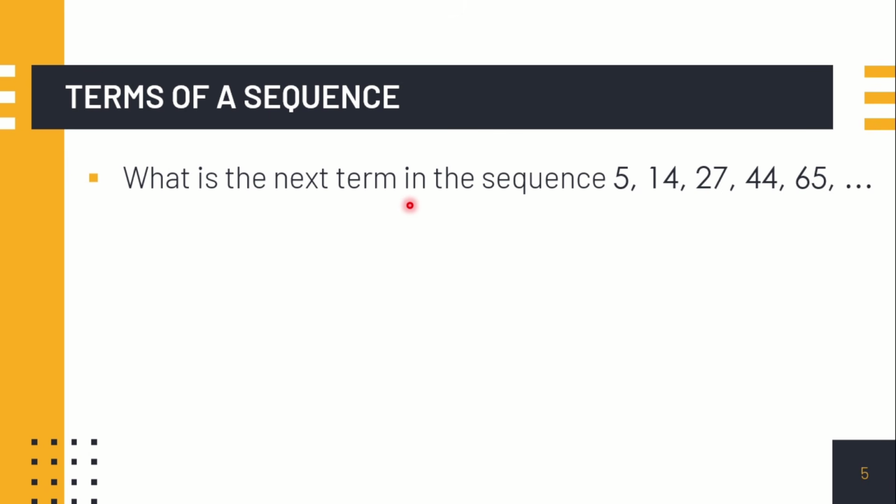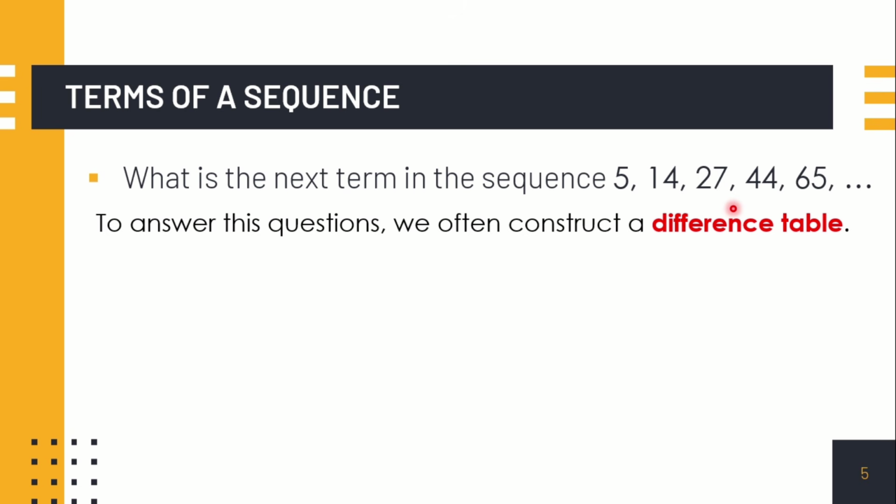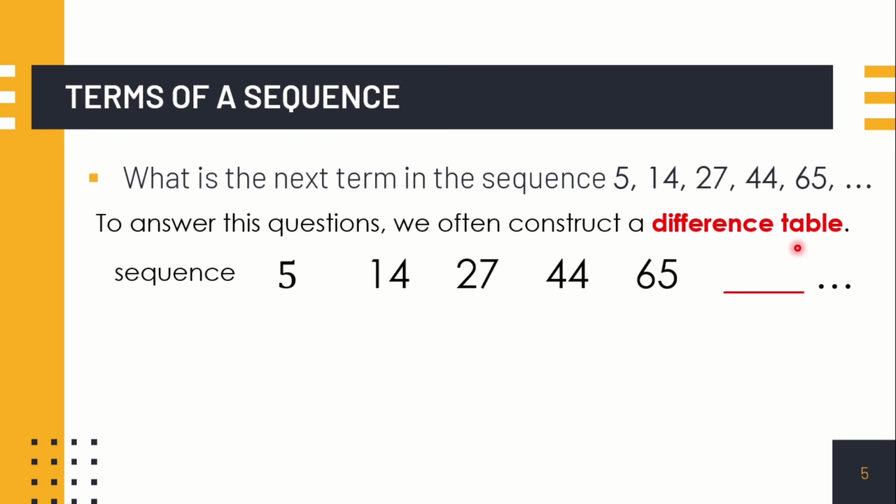What is the next term in the sequence 5, 14, 27, 44, and 65? To answer this question, we often construct a difference table. So, we are going to use this method. We have a different way to get the next term in the given sequence. This time, we are using the difference table method. By using the sequence, we are going to get the differences, wherein if the differences are already equal, we can now predict the next term. How to do that?